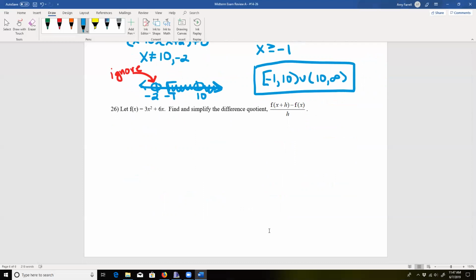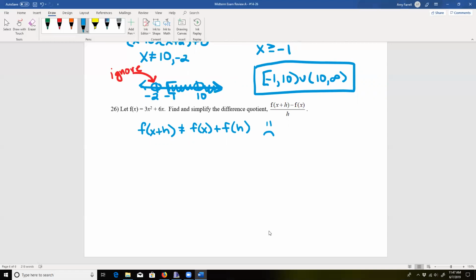So find and simplify the difference quotient. First of all, I do want to remind you that f of x plus h does not equal f of x plus f of h. Sometimes students will do that. Okay, don't do that, frowny face.